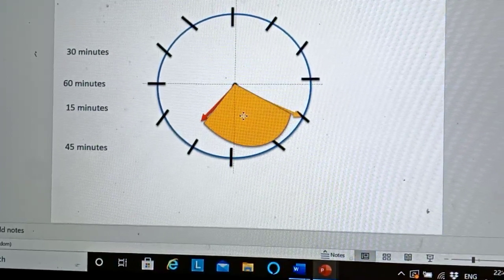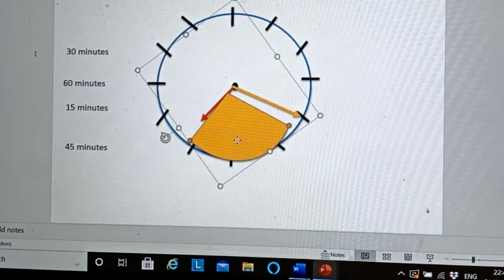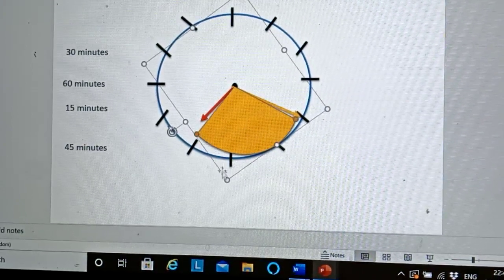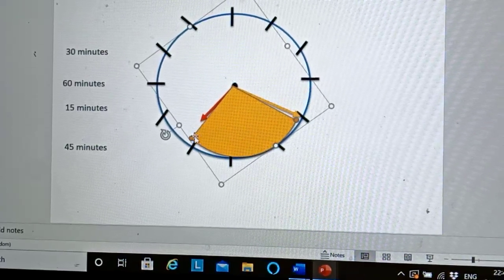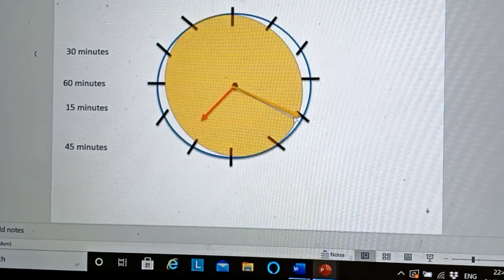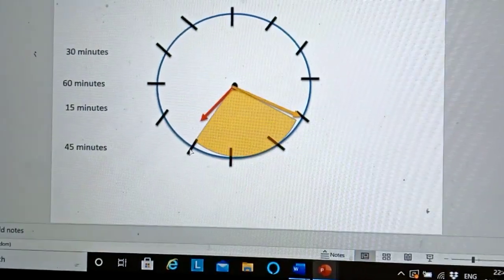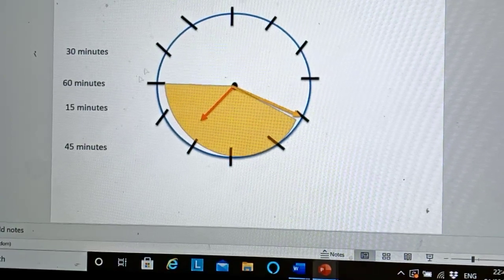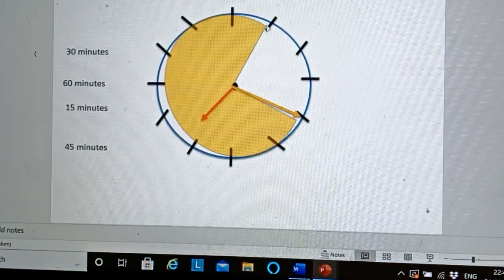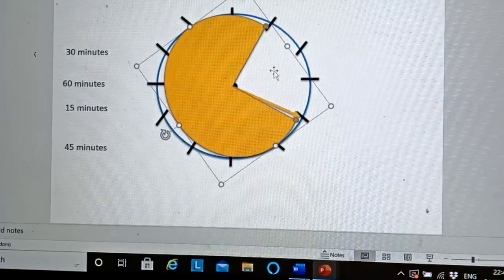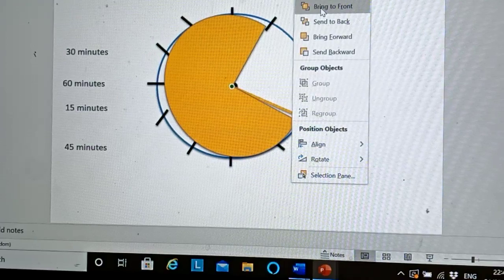Let's start again because it's gone wonky. That's better, isn't it? Let's have another go. Come on, naughty shape. Start again. We're moving 45 minutes, aren't we? Ready? So it's 5, 10, 15, 20, 25, 30, 35, 40, 45. That's 45.